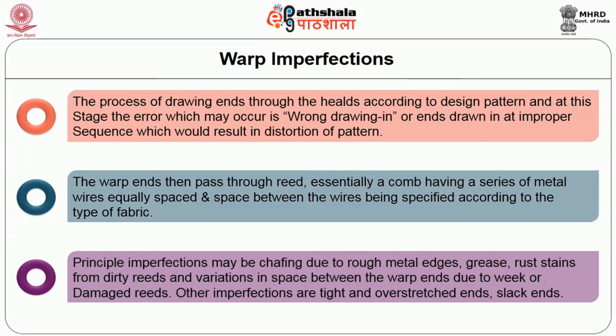Principal imperfections may be chafing due to rough metal edges, grease, rust stains from dirty reeds, and variations in space between the warp ends due to weak or damaged reeds. Other imperfections which may occur are tight and overstretched ends, slack ends, etc.